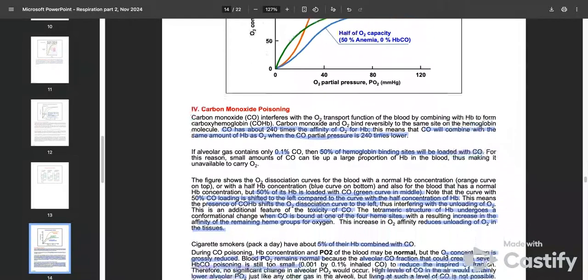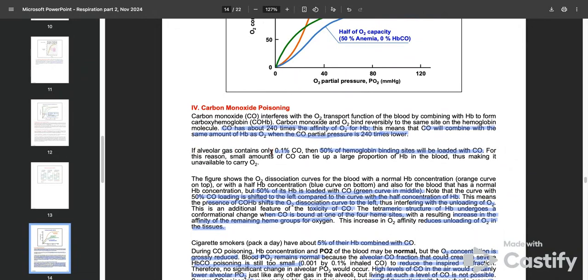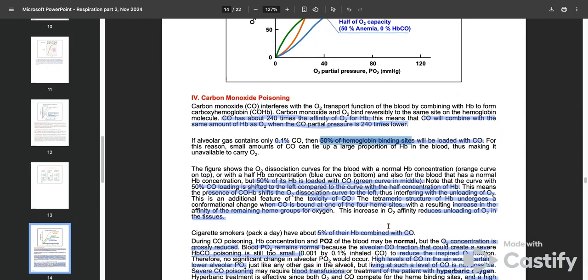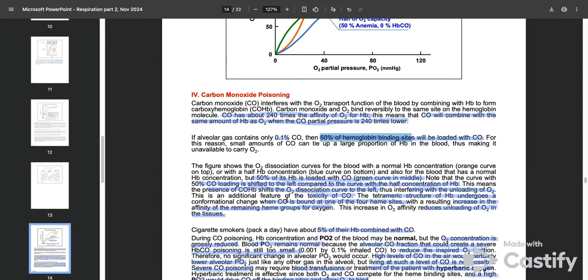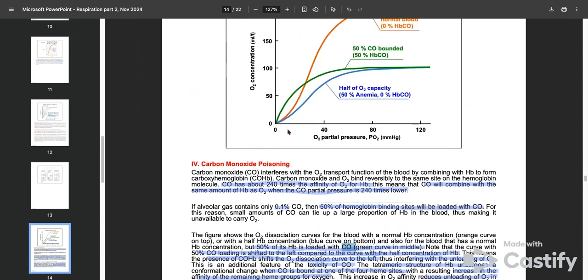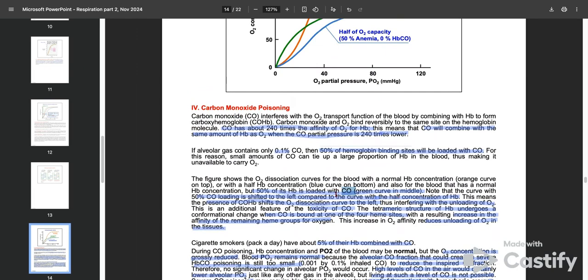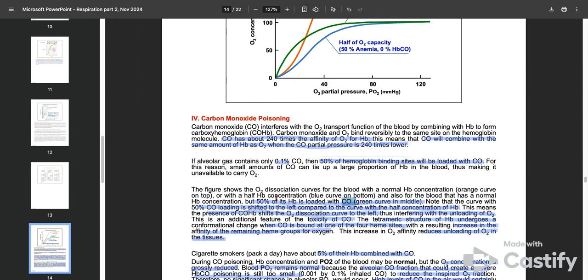So this basically says if alveolar gas contains only 0.1% carbon monoxide, then 50% of hemoglobin binding sites will be loaded with carbon monoxide. What I'm trying to say is that when we have carbon monoxide, 50% of the hemoglobin is loaded with carbon monoxide. This is the green curve. What happens? The 50% carbon monoxide loading shifts it to the left, right?